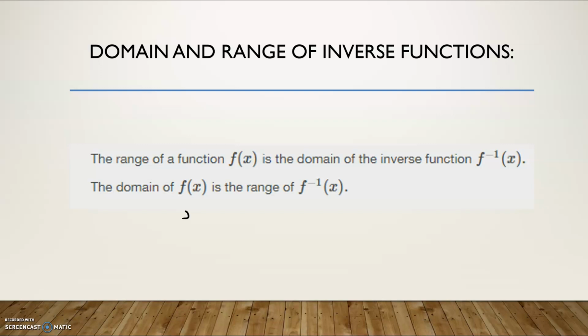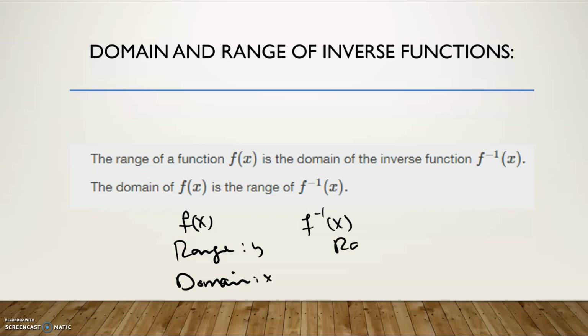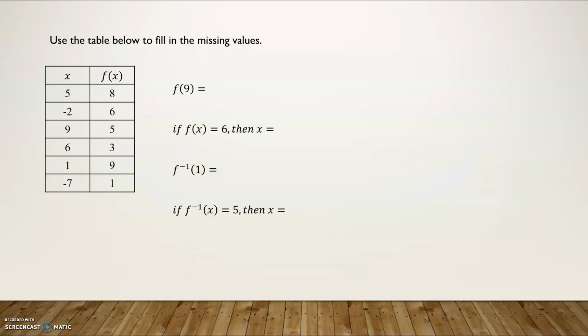So if we had f of x, and this was our range, this is our domain, and the inverse of x, well, now say it's y, we'll say this is x. Well, now the range for the inverse is now x, and the domain for the inverse is now y. They just completely switch. That's basically what that is saying. So let's take a look at this table here. We're going to fill in the missing values.